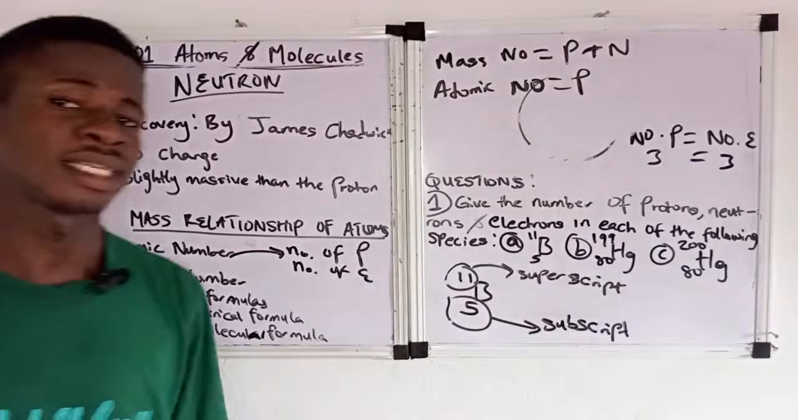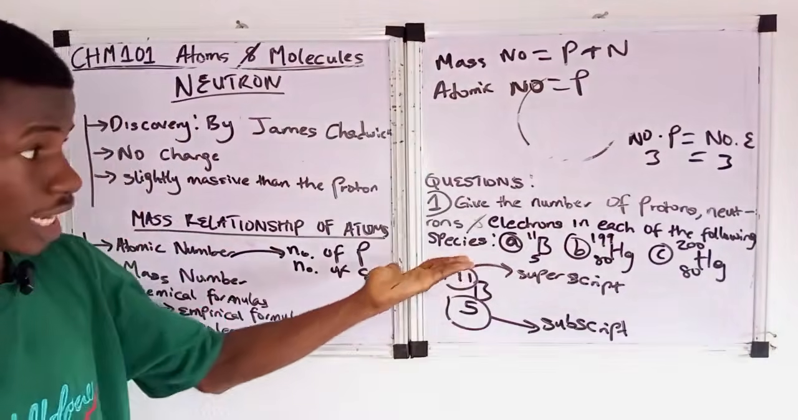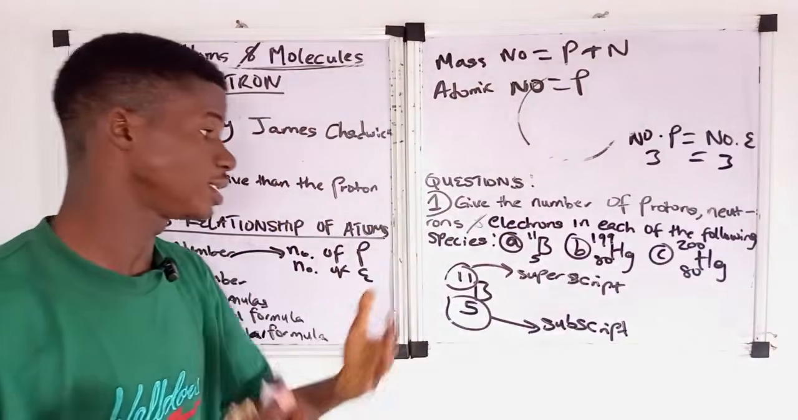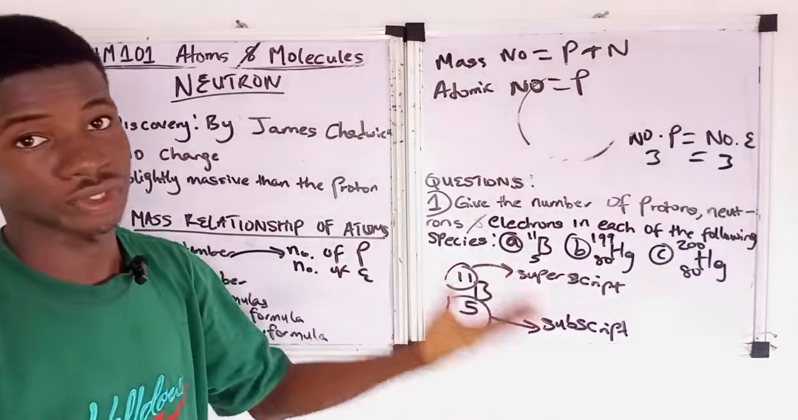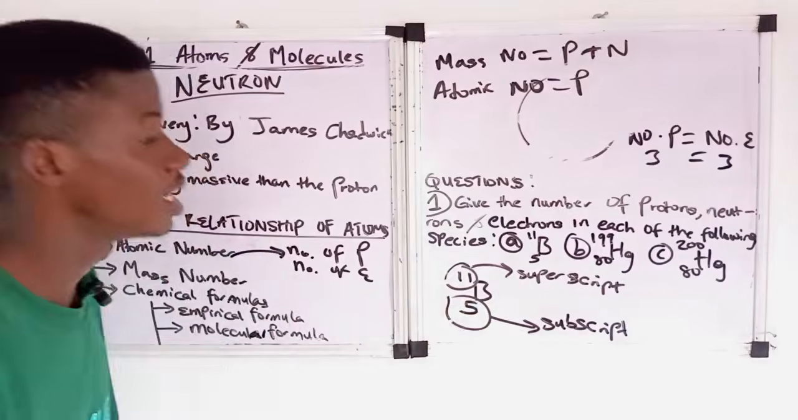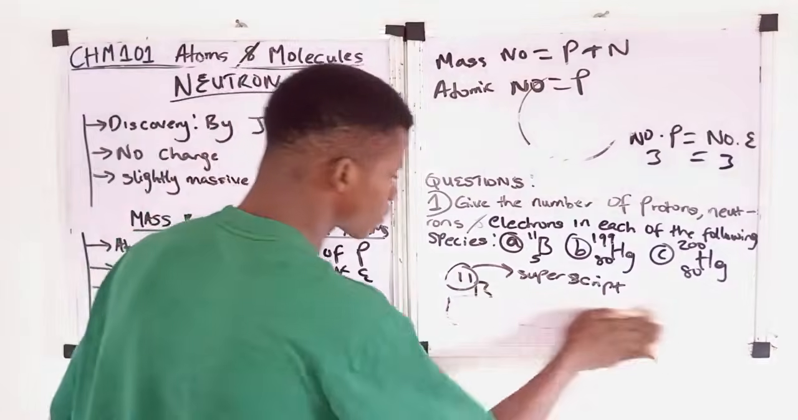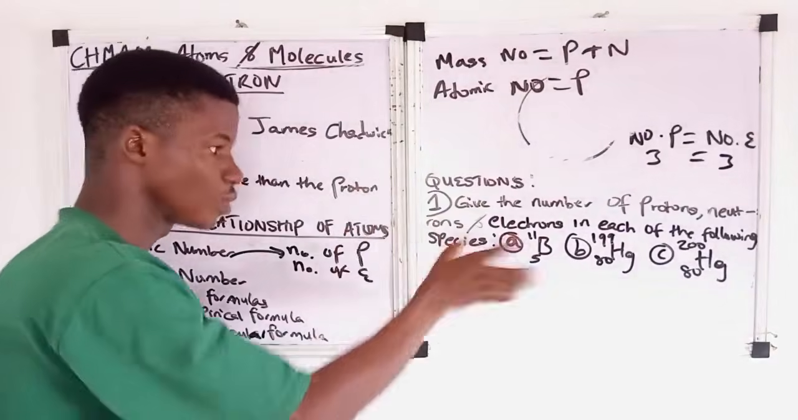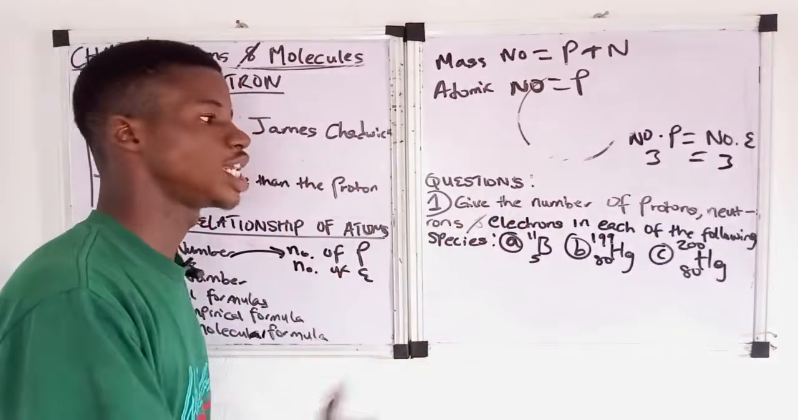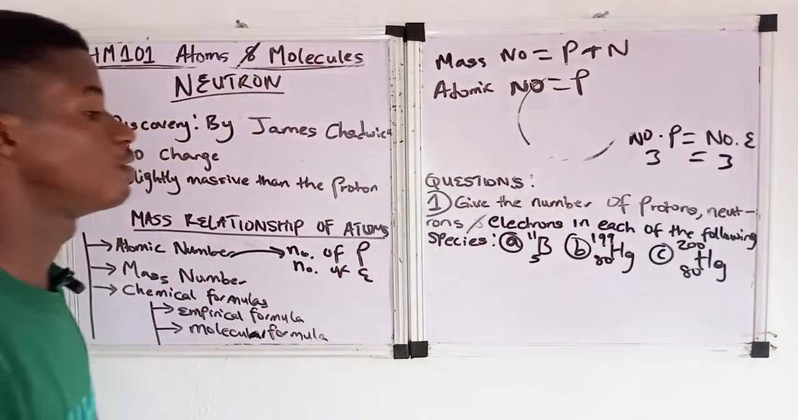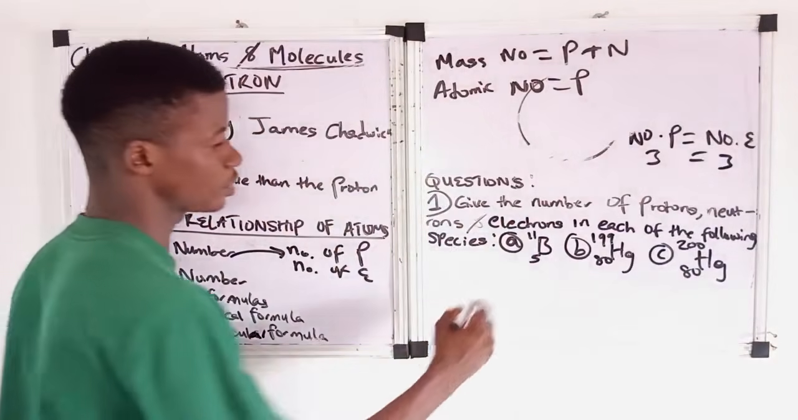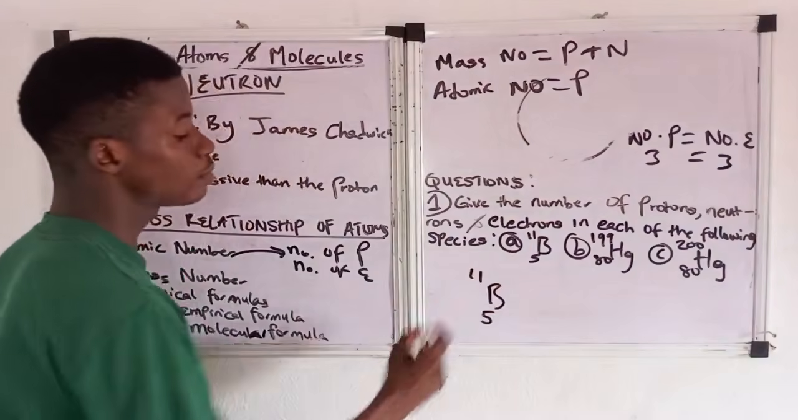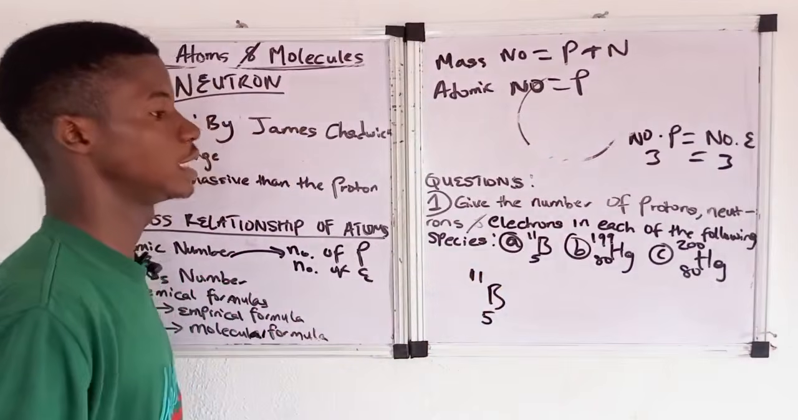Yes. Now if you ask a question such as this one, give the numbers of protons, neutrons and electrons in each of the following species. As simple as this question is, they usually set it in exams, okay? Now let's do a question: give the number of protons, neutrons and electrons in each of the following species. Let's use the very first, which is beryllium, right? Yes. Now how many protons are in beryllium?